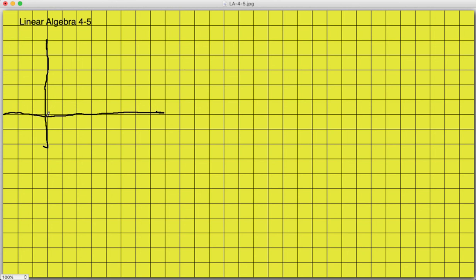So let's come over here and why don't we have this vector v equal to 2, 2. Okay, let's let the vector w be 3, 0. So 1, 2, 3, here would be w. So here's V, here's W.